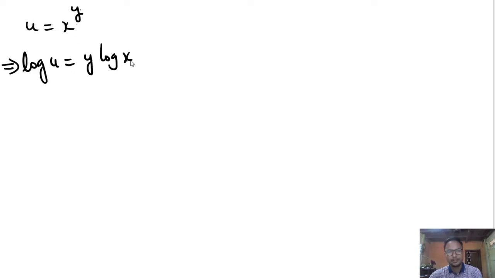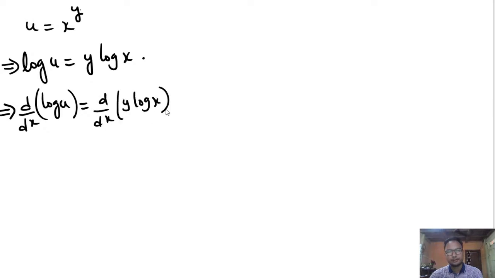Now we can see, what is u? u is x to the power y. The power y is a variable and a complex power, so you have to take the log on both sides. Log u, the power comes down, and then you will have y log x. These concepts I have already discussed. So now differentiate y log x with respect to x.